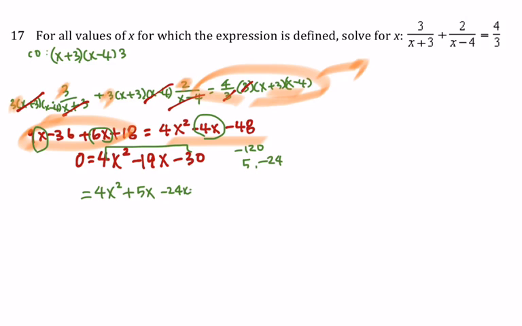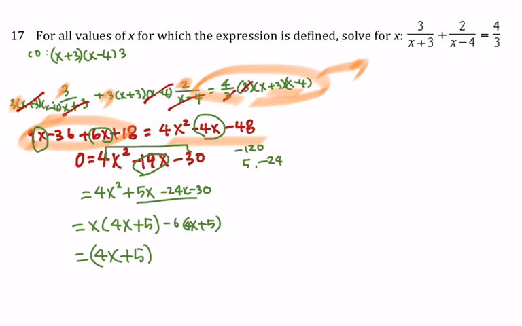And we rewrote our quadratic equation in this way, so that negative 19x can be written as 5x minus 24x. Then since x is common in the first two terms, while negative 6 was common in the second two terms, and 4x plus 5 was common in those two terms now, and we get x minus 6. Then x must be equal to negative 5 over 4, or 6.